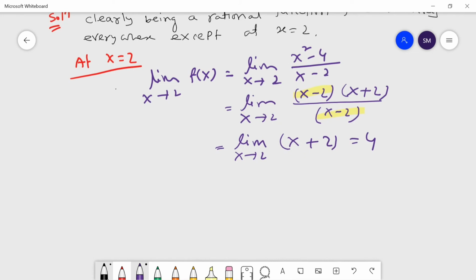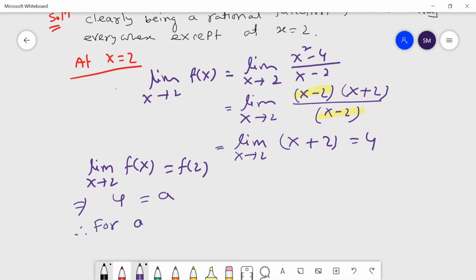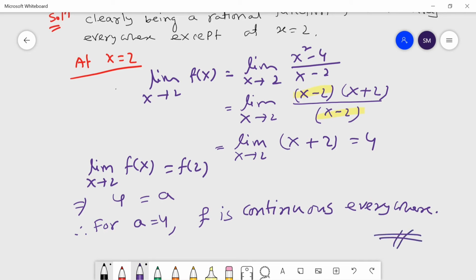Since for the continuity we must have limit x tends to 2 of f of x equal to f of 2, we have this equal to 4 and f of 2 is equal to a. So therefore for a equal to 4, f is continuous everywhere. That's all.